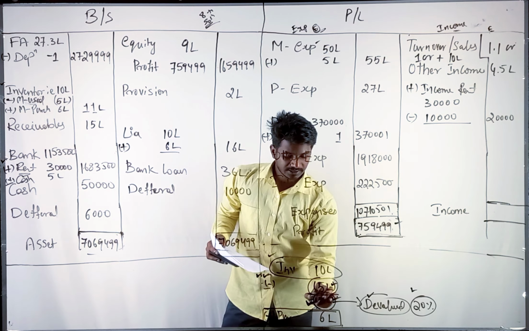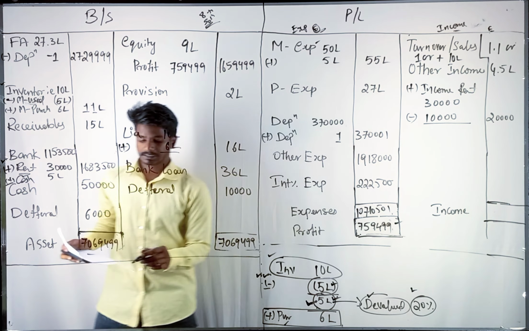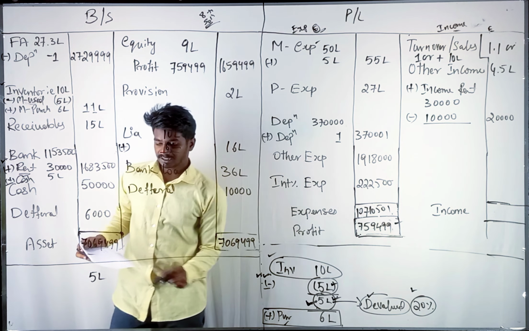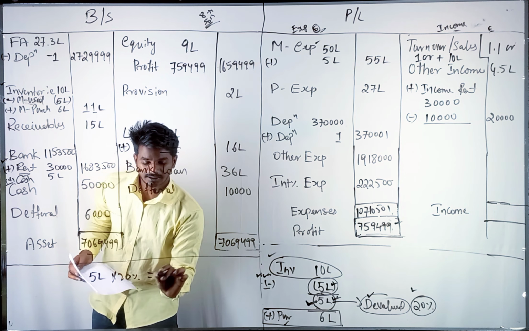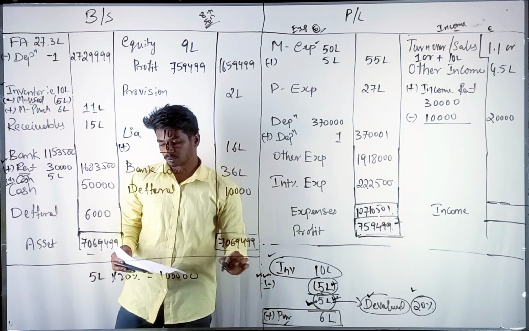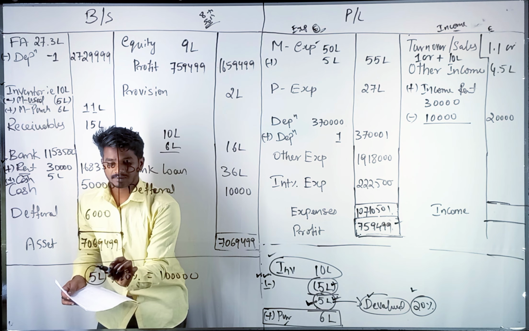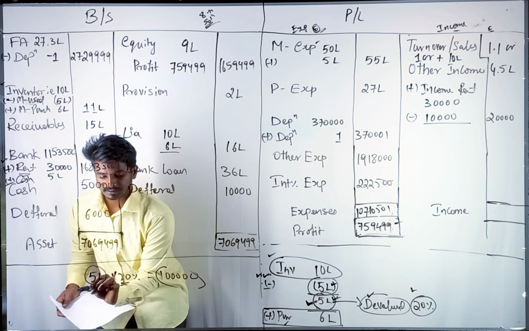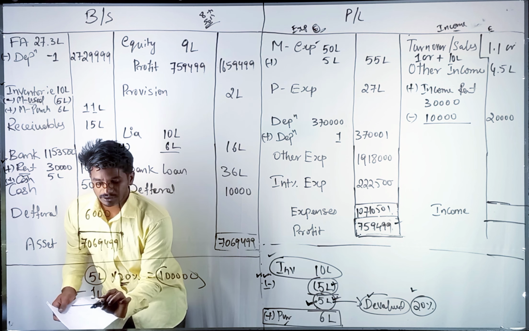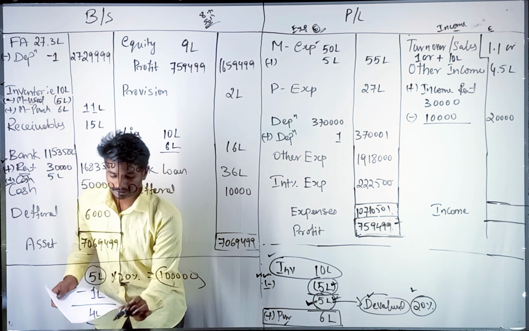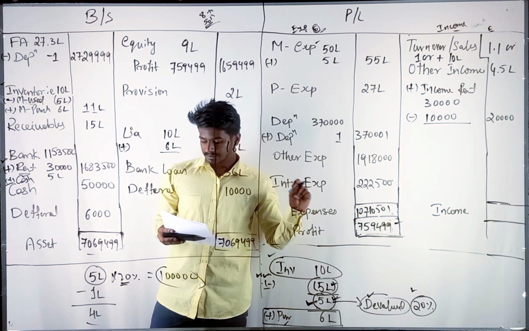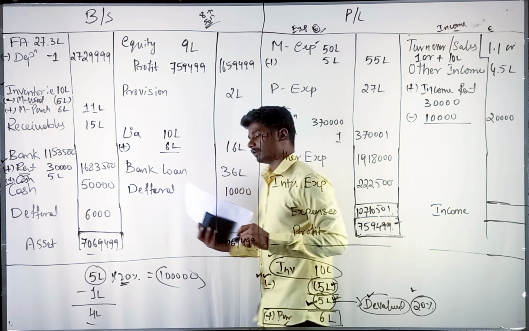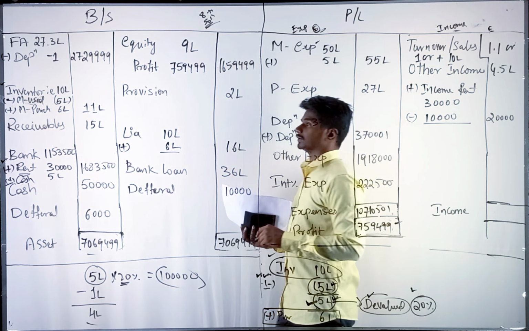Whatever the remaining stock is, on that we should reduce 20%. What is the remaining? Remaining is 5 lakh rupees. We should devalue 20% on 5 lakh, it comes out 1 lakh rupees. If we devalue 20%, that is 1 lakh rupees minus 1 lakh, the remaining stock value will be 4 lakh rupees. Is that clear? Yes. The simple calculation, note it down. We'll go for the solution.